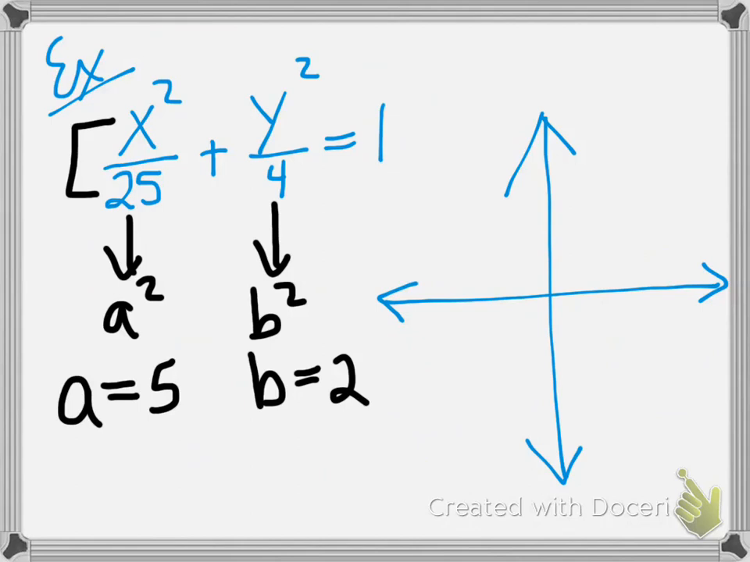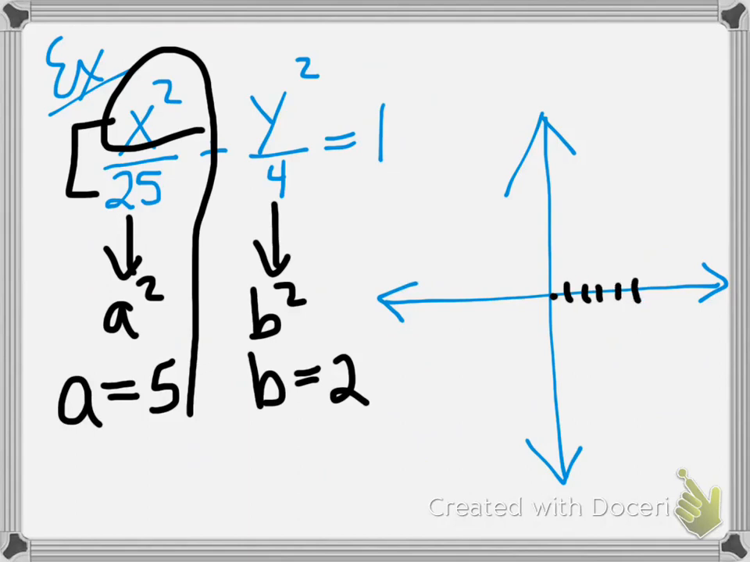To graph this, we always start at 0, 0, and then we're going to go 5 units and we're going to go 2 units, and here's how you know. The 5 is under the X, so in the X direction I'm going to go 1, 2, 3, 4, 5, and 1, 2, 3, 4, 5. And I will do my best to make this as even as I can.